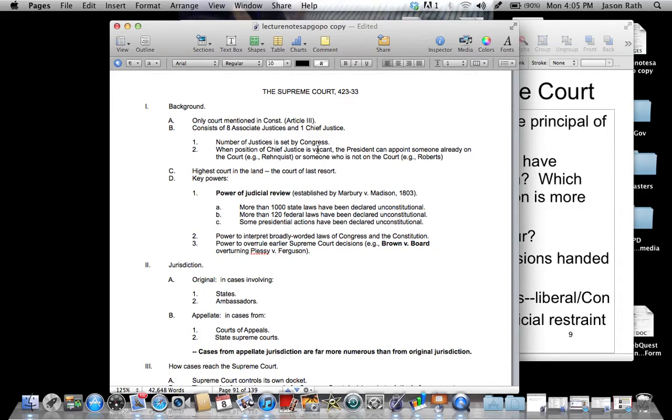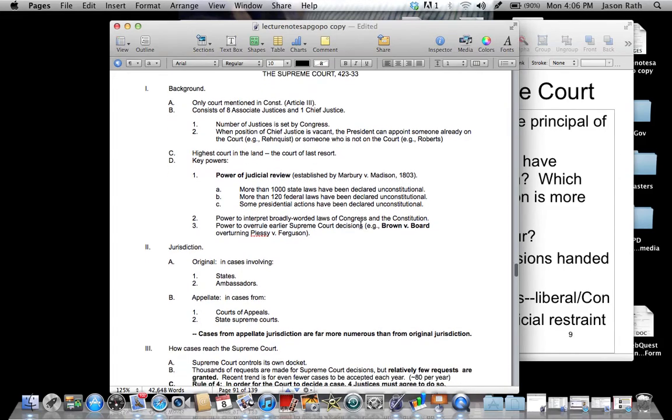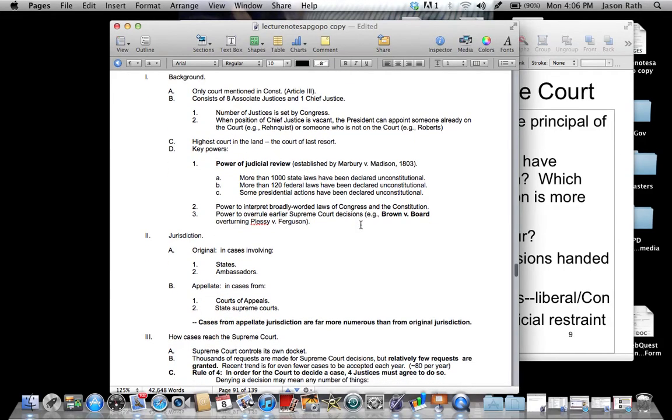Background on the court: mentioned in the Constitution, Article 3. It consists of 8 associate justices and 1 chief justice. I'll tell you who the chief justice is in a little bit. It's the highest court in the land. Key powers. Number 1 is the power of judicial review. What case established that? Marbury versus Madison. That was from way back in the beginning.